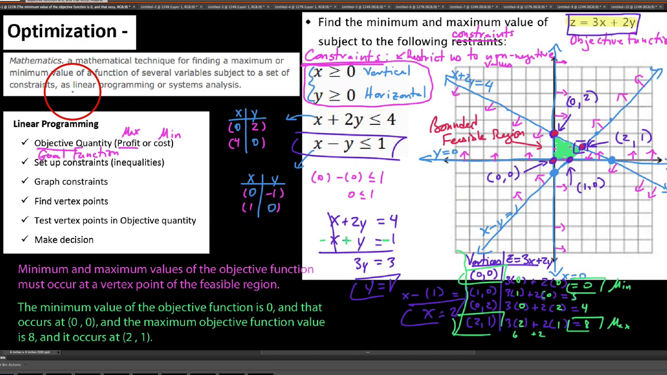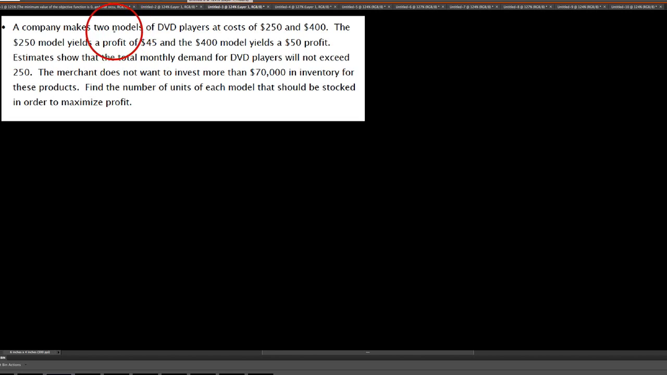Keep in mind, however, the first thing we want to do here is write our objective quantity, or the thing we're trying to make as big or as small as possible. So let's read through this here. It says a company makes two models of DVD players at costs of $250 and $400. It says the $250 model yields a profit of $45 and the $400 model yields a profit of $50.